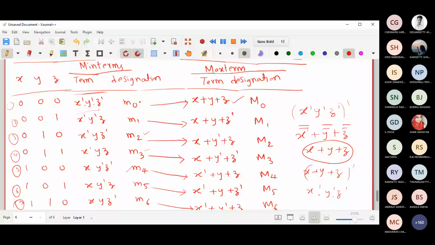Means here, if you get the minterm you can get the maxterm. Suppose the function is given in minterms, you can get the maxterms. Suppose in the function only maxterms are given, you can get the minterms. So remember, that is very important here.